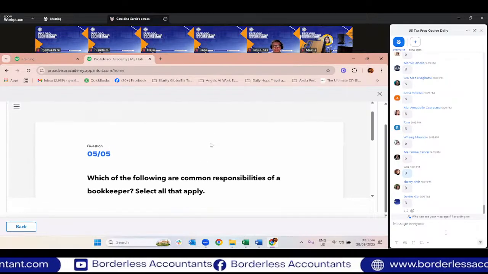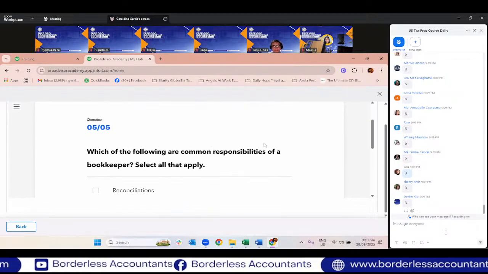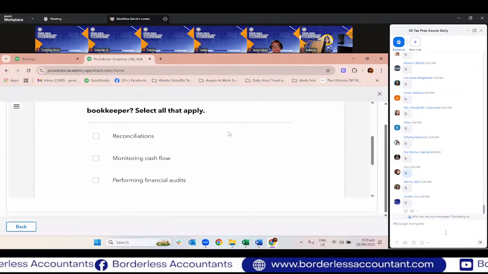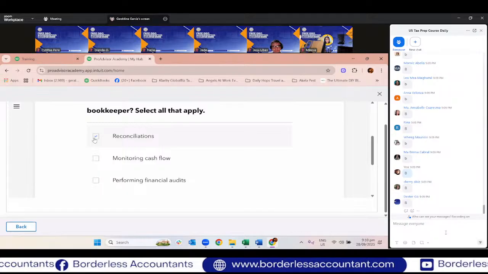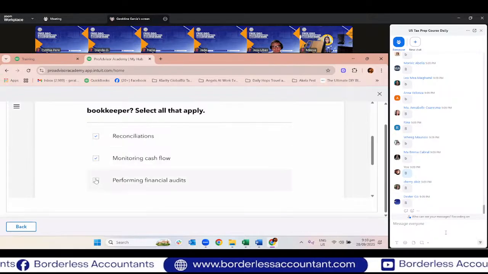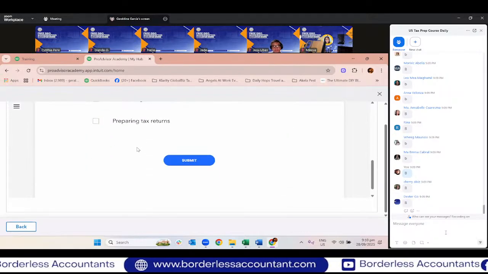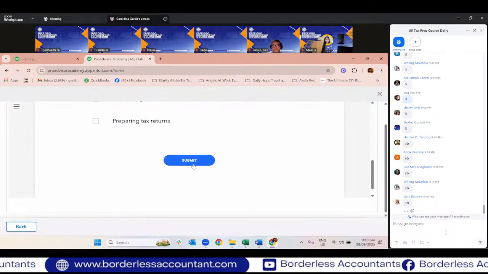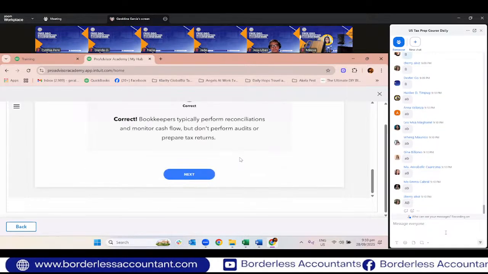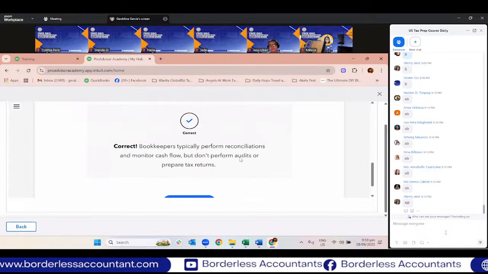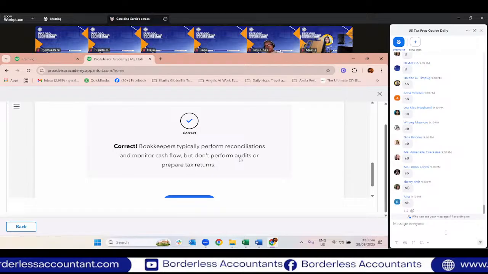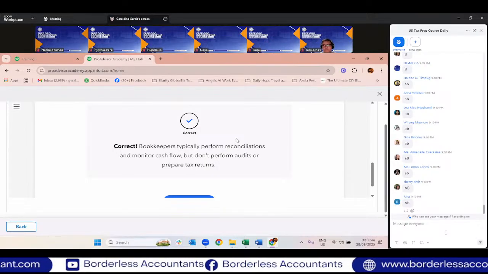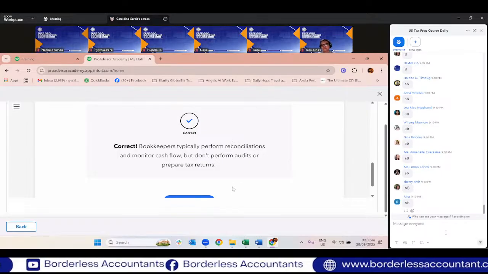Okay, last. Number 5. Which of the following are common responsibilities of a bookkeeper? Select all that apply. So more than one answers, yes. Reconciliation, monitoring cash flow, performing financial audits, preparing tax returns. A and B, I think. Okay. Correct. Bookkeepers typically perform reconciliations and monitor cash flow, but don't perform audits or prepare tax returns. Okay, submit.